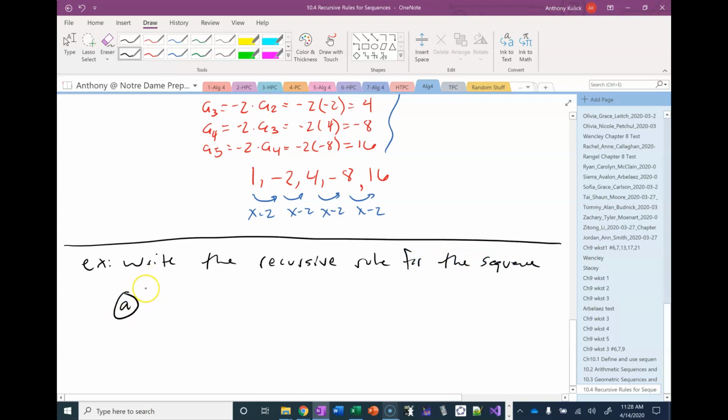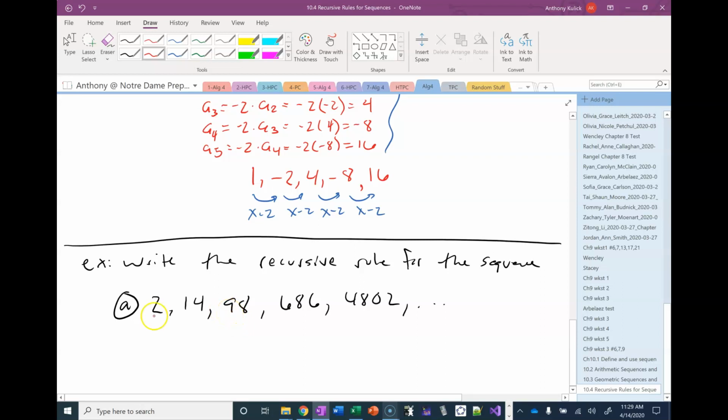Okay, so let's say we want to write the recursive rule for this sequence. The first thing I have to do is determine if this sequence is arithmetic or geometric. A quick glance tells me right away that it's not arithmetic. To go from 2 to 14, we added 12. But to go from 14 to 98, we're sure not adding 12.